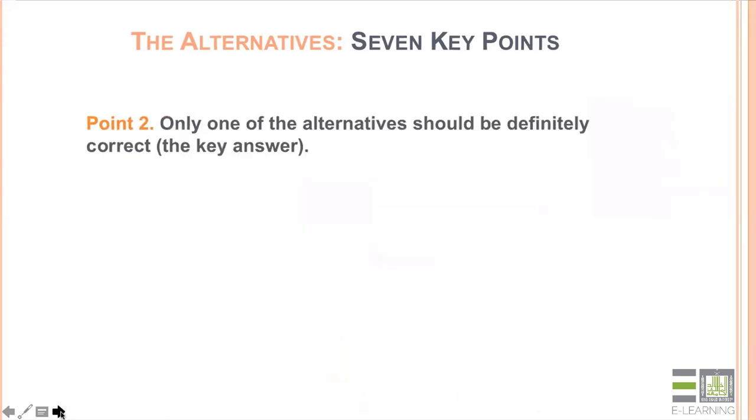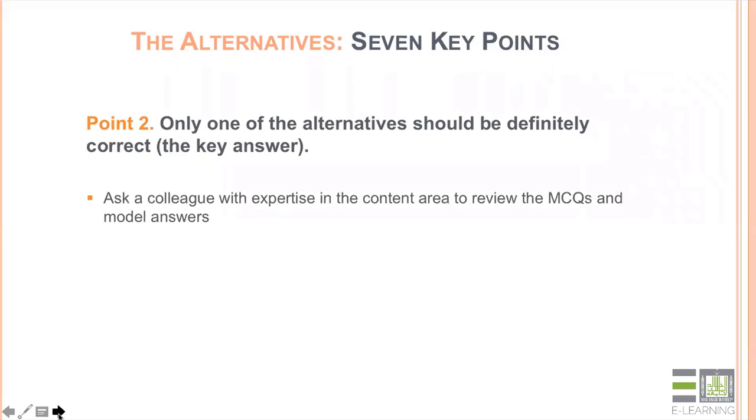Another point, which follows on from the previous point, is that there should be only one key answer within your list of alternatives. If you are acknowledging that distractors may have an element of plausibility, be aware that there should only be one best answer from that list of plausible answers. And in practice, in my institution, what we do to ensure that we follow this principle is that we internally moderate each other's exam papers before the students sit the exams.